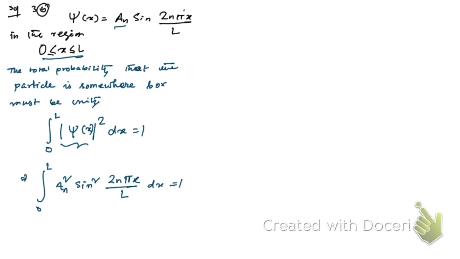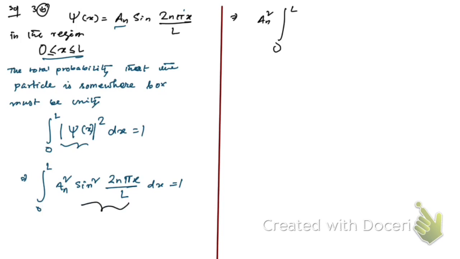Here this A_n squared is the constant part. So let me continue here. A_n squared is taken outside the integral from 0 to L. Now, using a trigonometric identity, we can write this as half within bracket 1 minus cos of 2n pi x by L, dx is equal to 1. That's what we can write. Okay, sorry, one more thing. Here it should be 4.